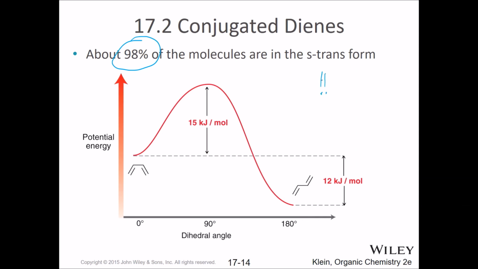That's probably at room temperature. If it was extremely hot, it would be 50-50. But at cooled temperatures, 98%, and I would say at room temperature probably 90% are in the S-trans conformation. Okay, hope that's helpful.